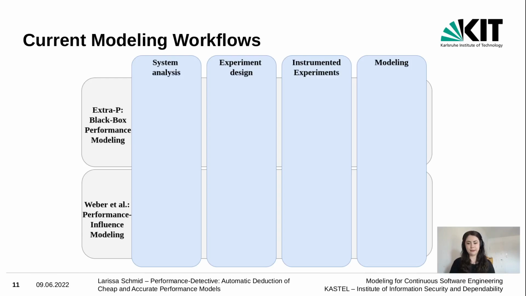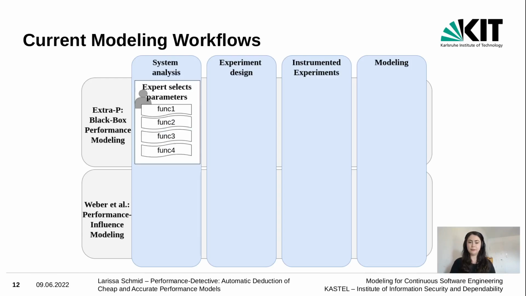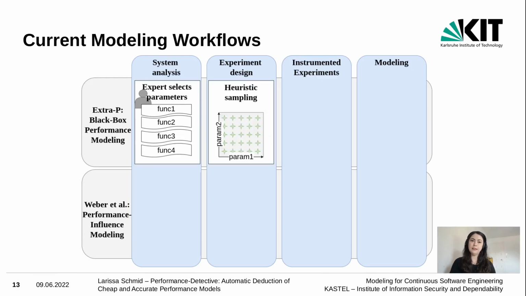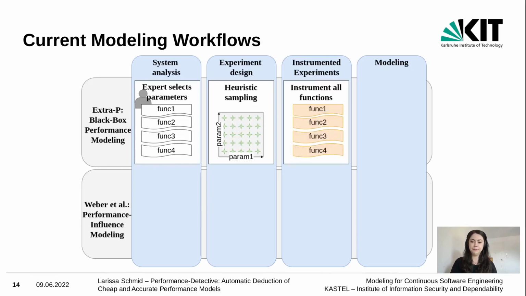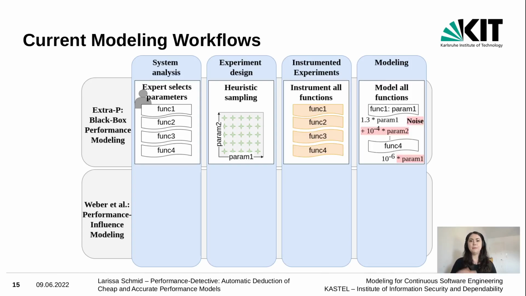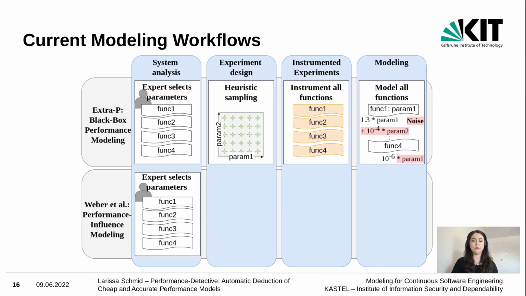So for Extra-P, in the first step, an expert selects the parameters to be modeled, and they propose to use a full-factorial measurement design using 5 values per parameter. They instrument all of the functions for the instrumented experiments, and then model all functions, including potentially noise, as they do not know which parameters the functions really depend on.